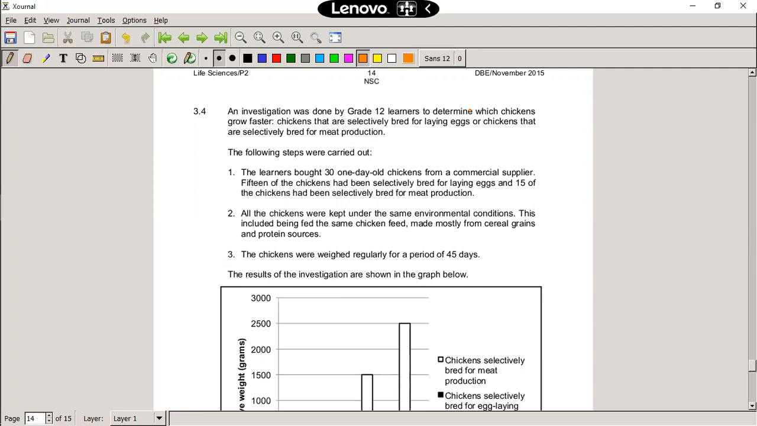All the chickens were kept under the same environmental conditions. That means this is going to be a reliable investigation, because I took a lot of specimens, 15 and 15, and got an average. And it's going to be a valid investigation, because they were kept under the same environmental conditions. This included being fed the same feed, made mostly from cereals and grains and protein sources, and the chickens were weighed regularly for a period of 45 days.